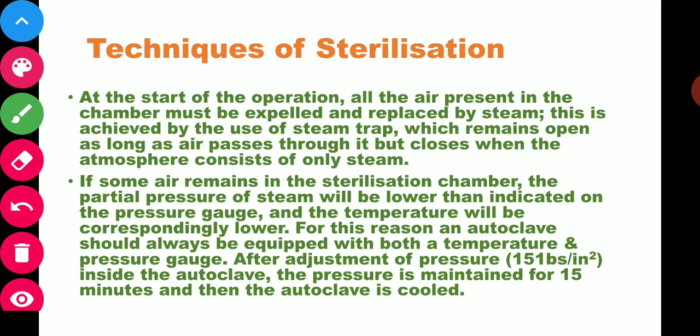Now, how the autoclave works. At the start of operation, all the air present in the chamber must be expelled and replaced by steam. This is achieved by the use of a steam trap, which remains open as long as air passes through it, but closes when the atmosphere consists only of steam. If some air remains in the sterilization chamber, the partial pressure of the steam will be lower than indicated on the pressure gauge, and the temperature will be correspondingly lower. For this reason, an autoclave should always be equipped with both a temperature and a pressure gauge.